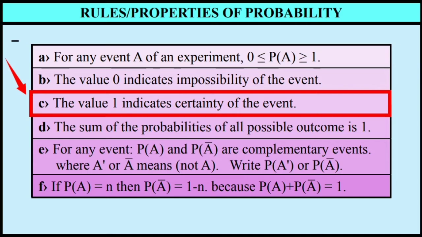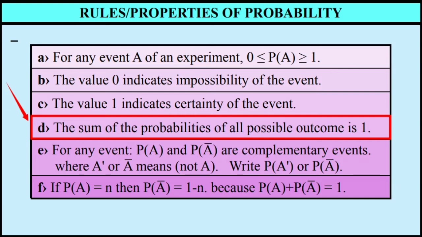Number C, it says the value 1 indicates certainty of the event or surety of the event. Number D, the sum of probabilities of all possible outcomes is 1. For example, if you toss a coin, the probability of getting head is 1 by 2 and the probability of getting tail is 1 by 2, and there are no other possibilities. Their sum is 1.